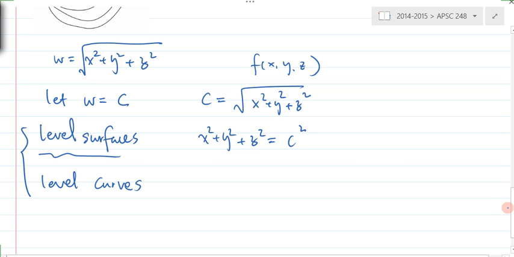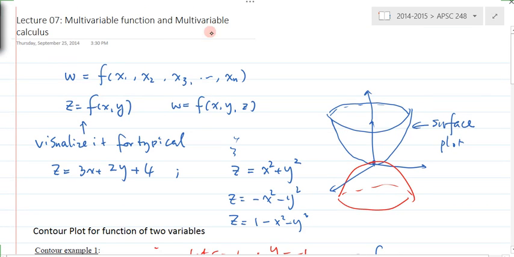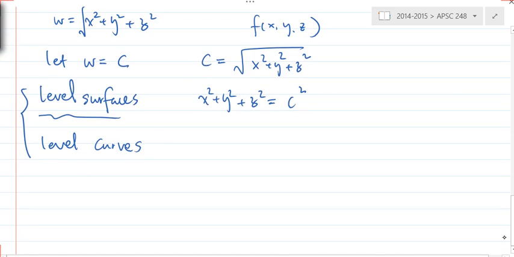So now let's continue with the second part, multivariable calculus. Now that we have introduced multivariable functions, we need to learn how to do calculus with them.